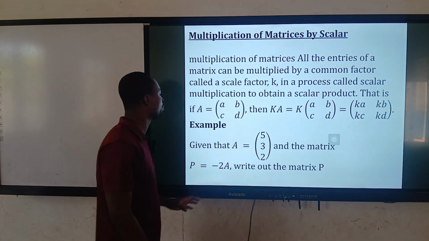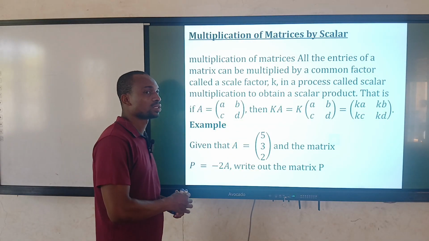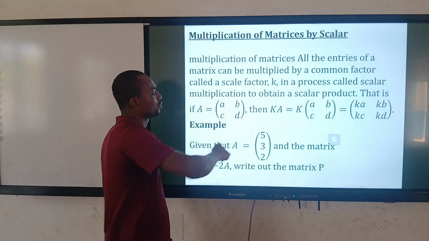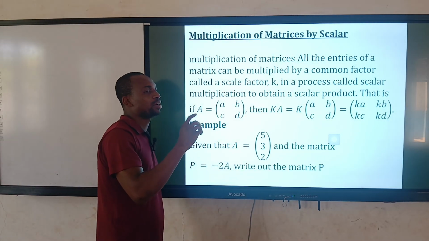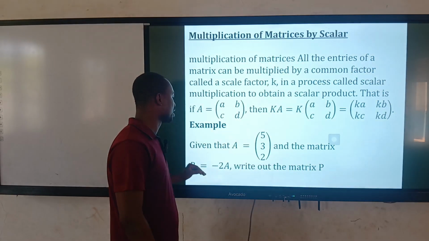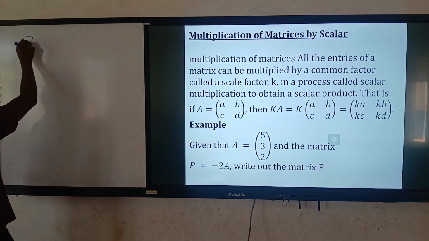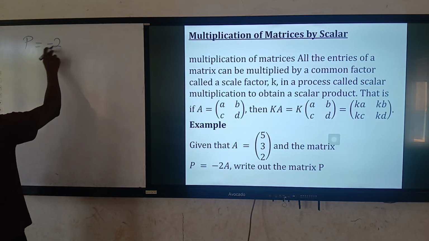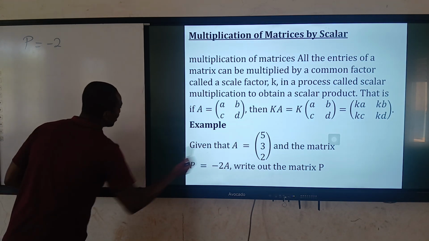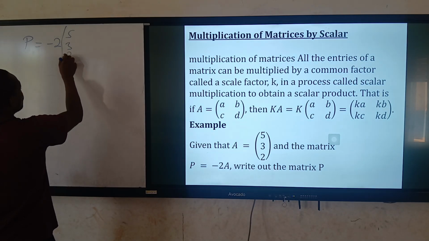So let's take this example. Here we have A as a matrix of what? A 3 by 1 matrix. So it means how many rows? 3 rows, 1 column. So we have P. It says write out the matrix for P. And we know that P is equal to negative 2 A, where the negative 2 here is the scalar factor. The A is given to us as this: 5, 3, and 2.